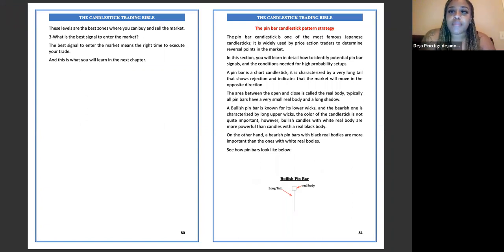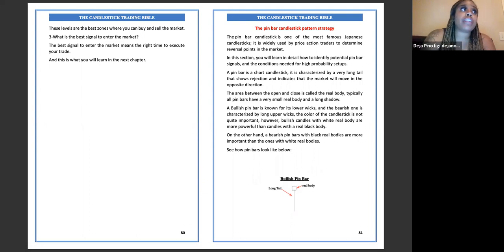Okay. So the pin bar candlestick pattern strategy. Pin bar is also known as hammer in the book. I'm not too sure if it's also used for the shooting star, but I know for sure the hammer, they refer to it as the pin bar. Okay. It says it's the most famous candlestick. So if you're taking notes, you want to put a star by the bullish pin bar, the hammer. It's widely used by price action traders to determine reversal points in the market. It says in this section, you will learn in detail how to identify potential pin bar signals and the conditions needed for high probability setups.